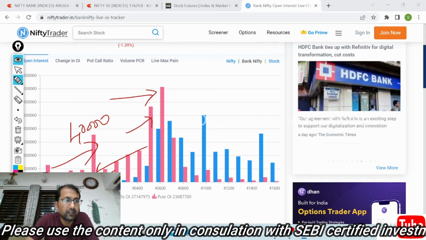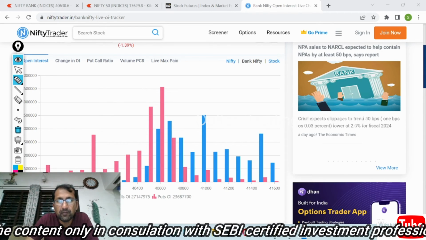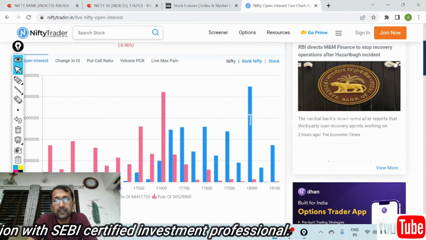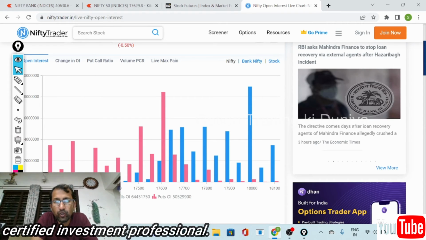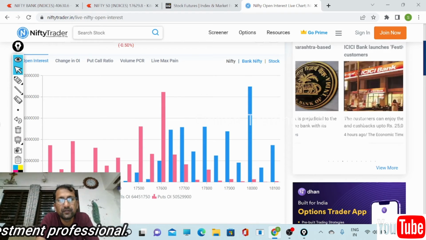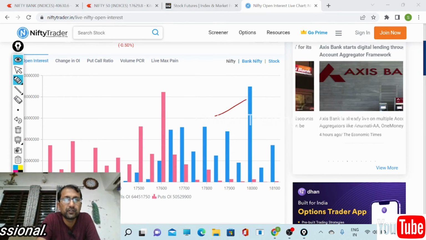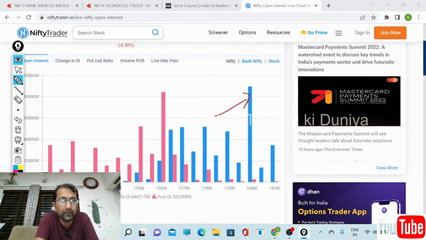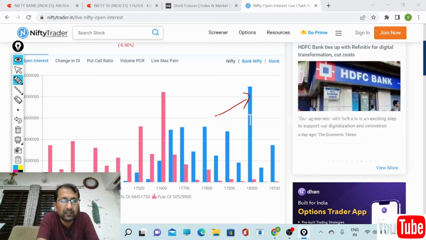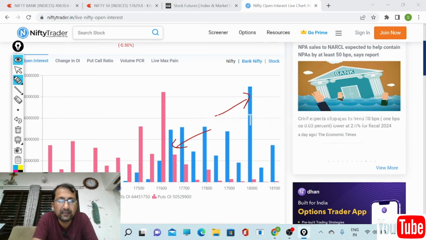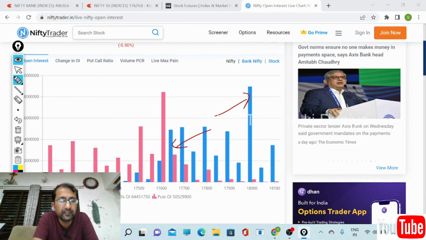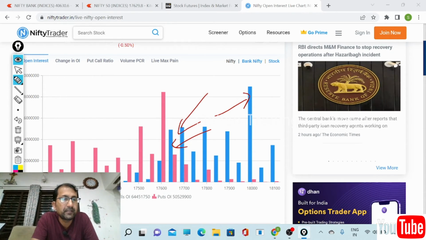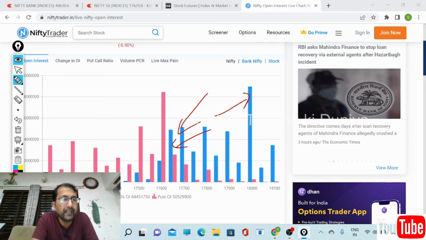Now, let me come to the Nifty chart. Yeah, the highest open interest build up on call side is around 18,000. Around 18,000, you can see. Then on the call side, the build up is around 17,600. That will be a major resistance tomorrow. Then 17,700, another resistance.